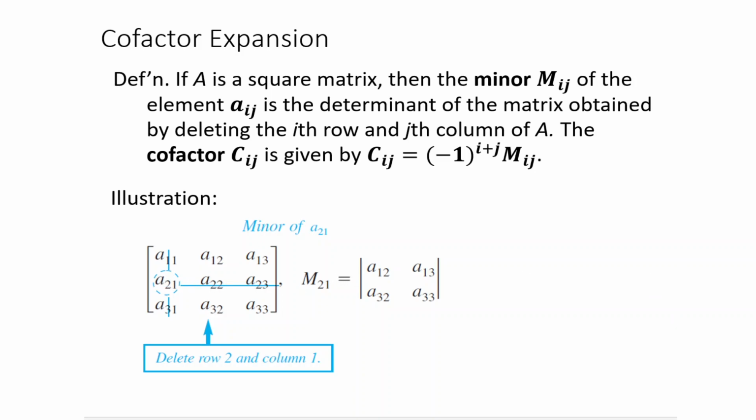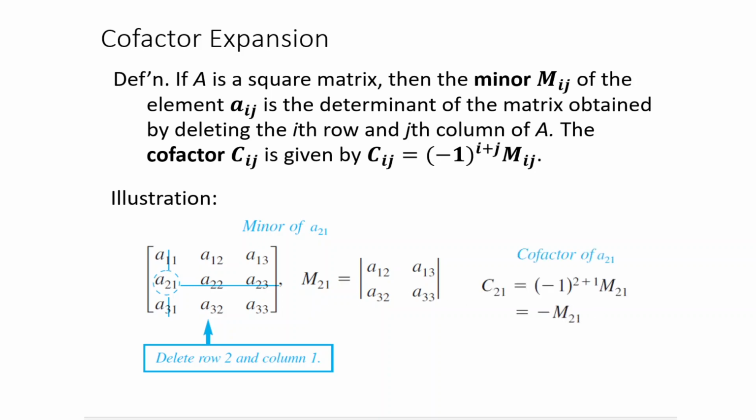and column 1 of the matrix and get the determinant of the matrix containing the remaining entries. Take note that when we say A sub 21, it means that this is the entry found on the second row and first column of the given matrix. That is why we delete the second row and the first column of the given matrix. And then we have here the remaining entries. We get the determinant of that. So that is now the minor M sub 21.